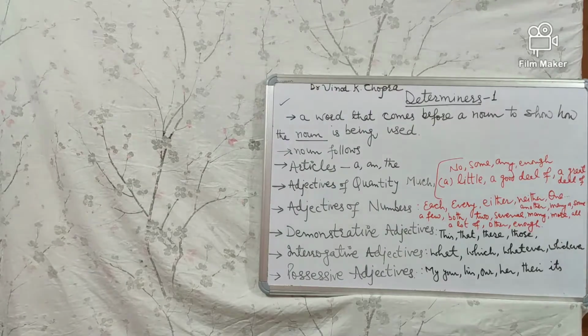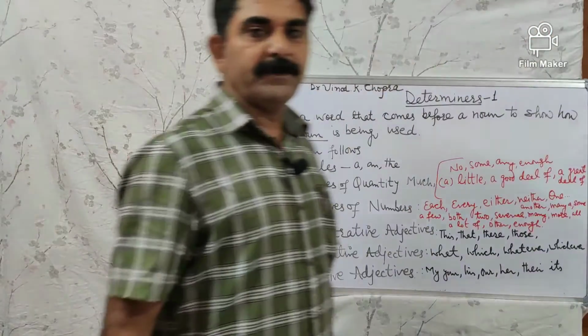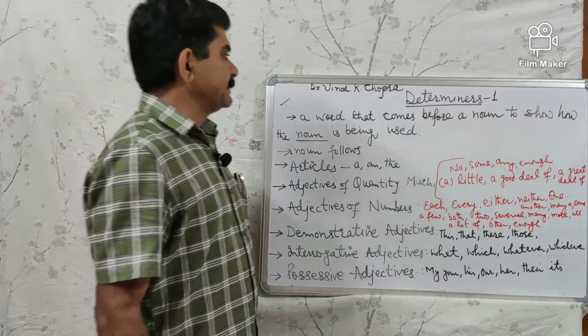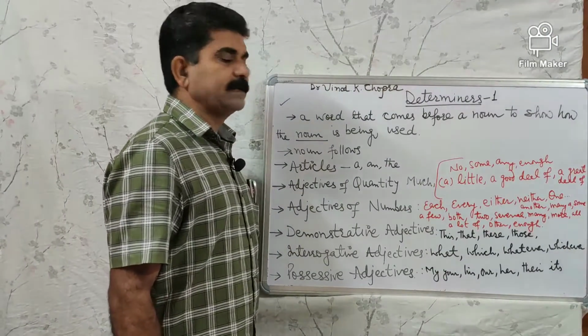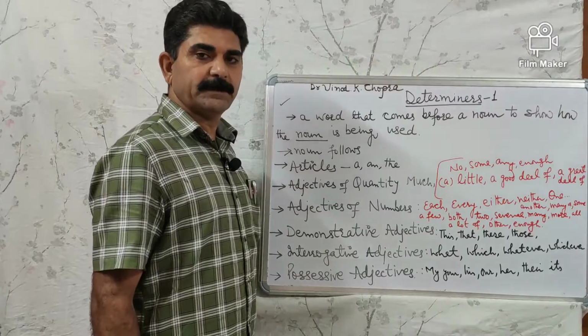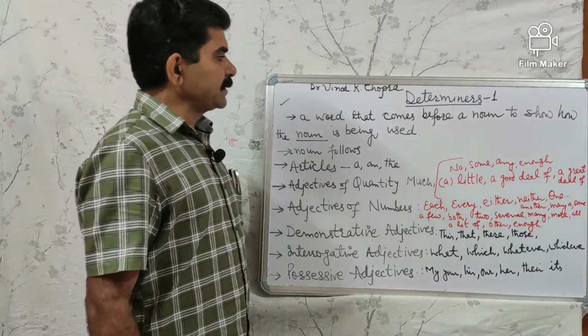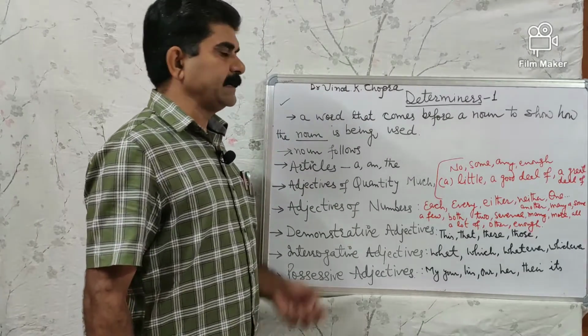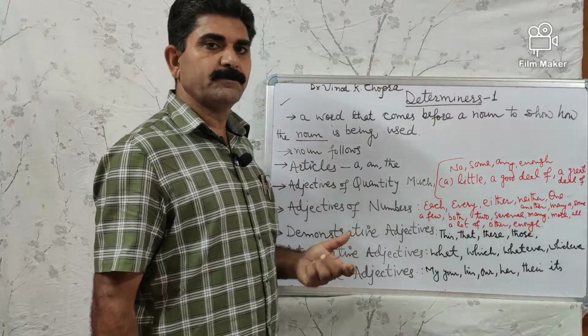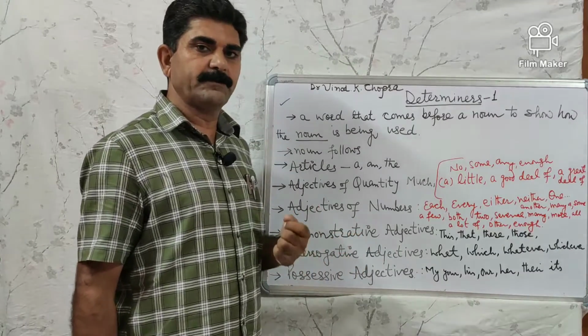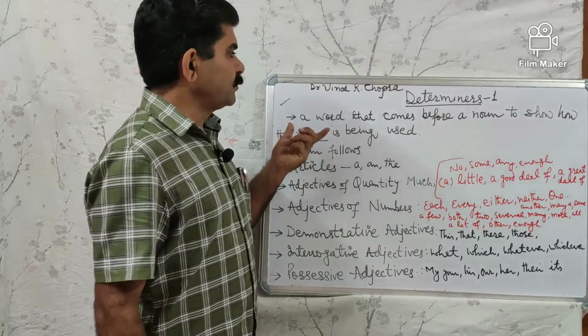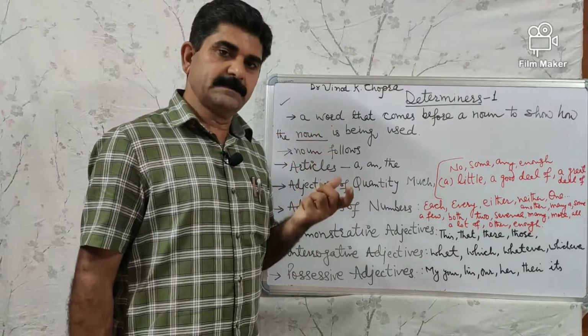Hello students, today we are going to do the next topic, and the topic is use of determiners. Determiners are very important as far as English grammar is concerned, for common errors in every type of examination. So what is a determiner?